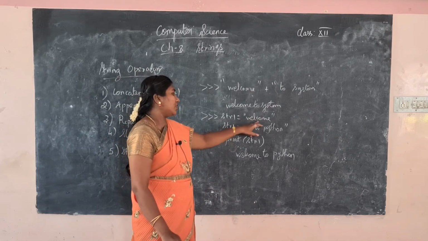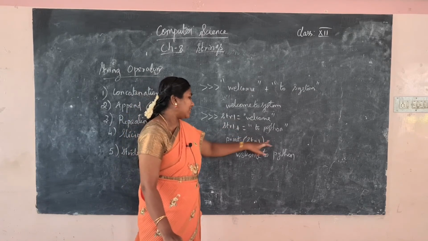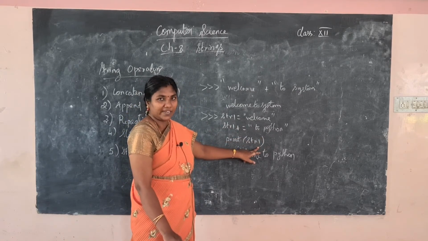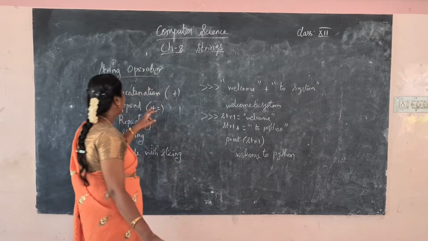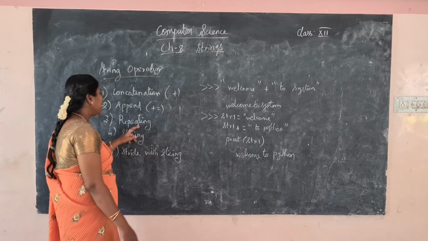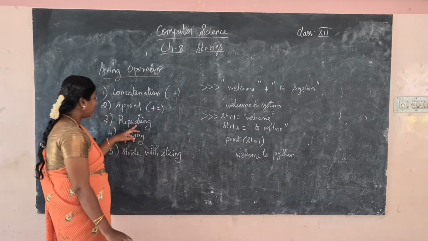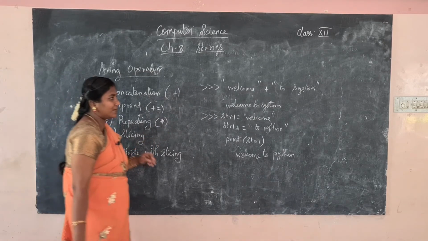String 1 is equal to welcome, I am using the same variable. String 1 plus equal to Python, I print the string 1 variable, and my output will be welcome to Python. This is the append operator, and that was the concatenation operator. Next we are going to see the third one, the repeating operator. Here we will be using the star symbol.